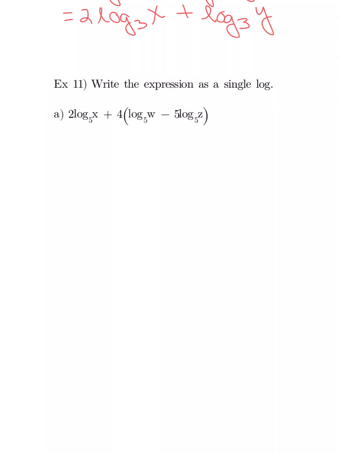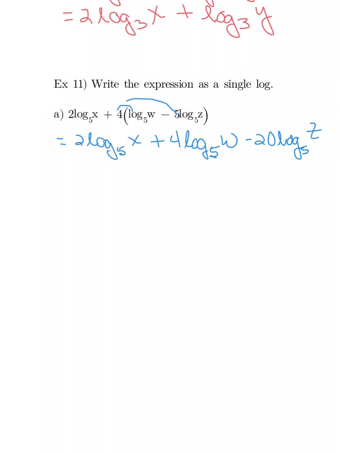First, you need to note that because this 4 is outside the parentheses, it needs to be distributed to both terms. So our first term, we're not going to do anything right now. We're going to leave it as 2 log base 5 of x. Distributing our 4, we're going to have plus 4 log base 5 of w minus 20 log base 5 of z.